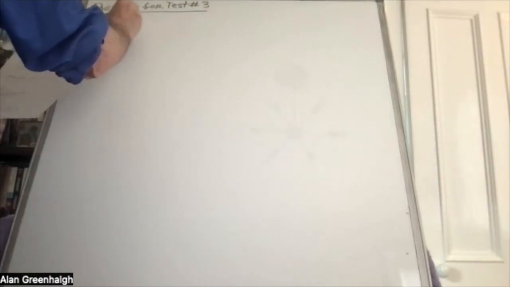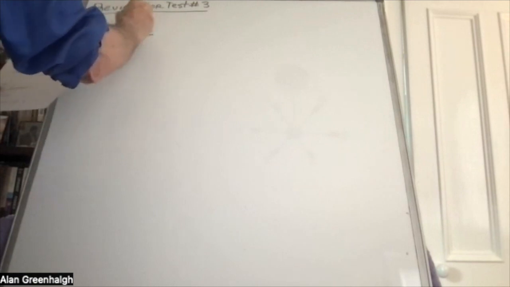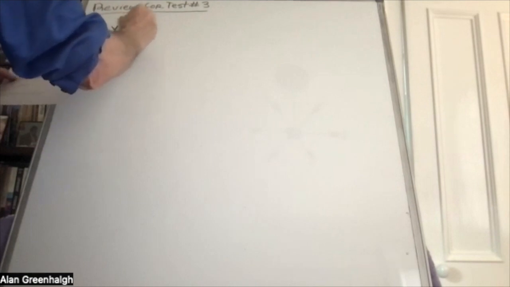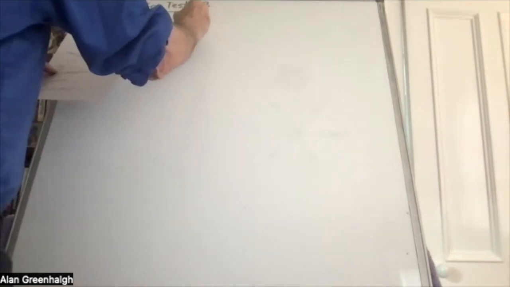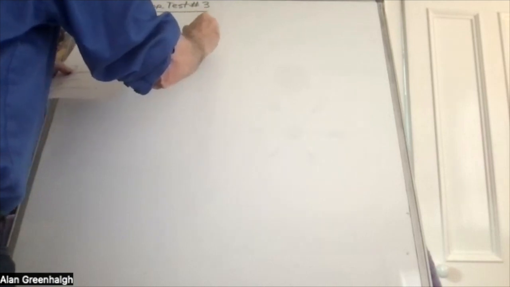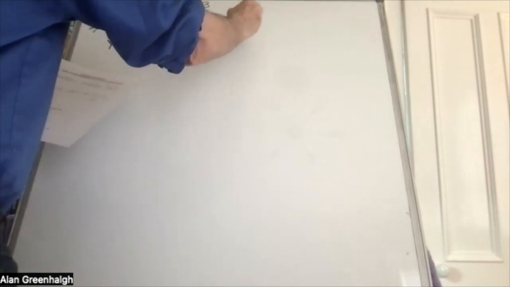Y plus 2 over y squared minus y minus 6 times y squared minus 1 equals 0.